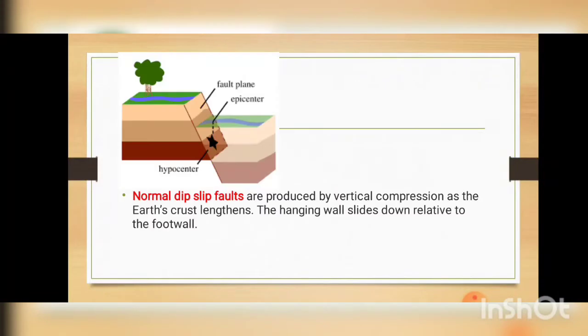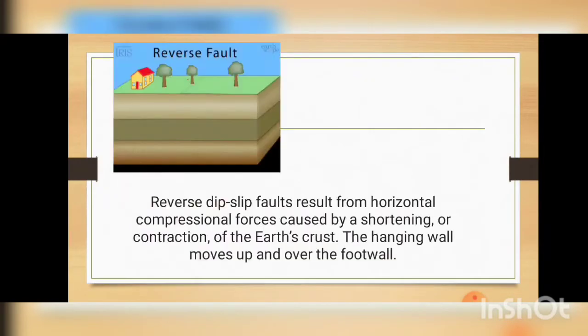Types of faults. First, normal dip slip faults are produced by vertical compression as the earth's crust lengthens. The hanging wall slides down relative to the footwall. Normal faults are common. They bound many of the mountain ranges of the world and many of the rift valleys found along the spreading margins.